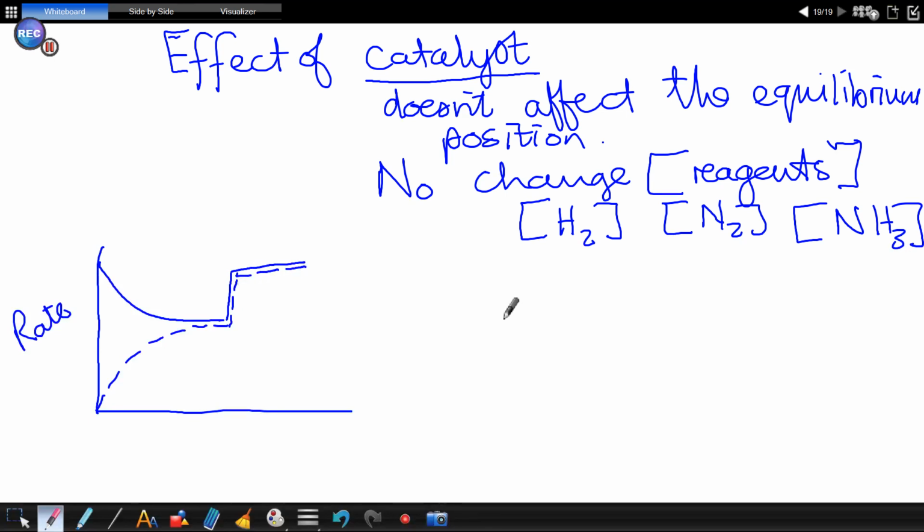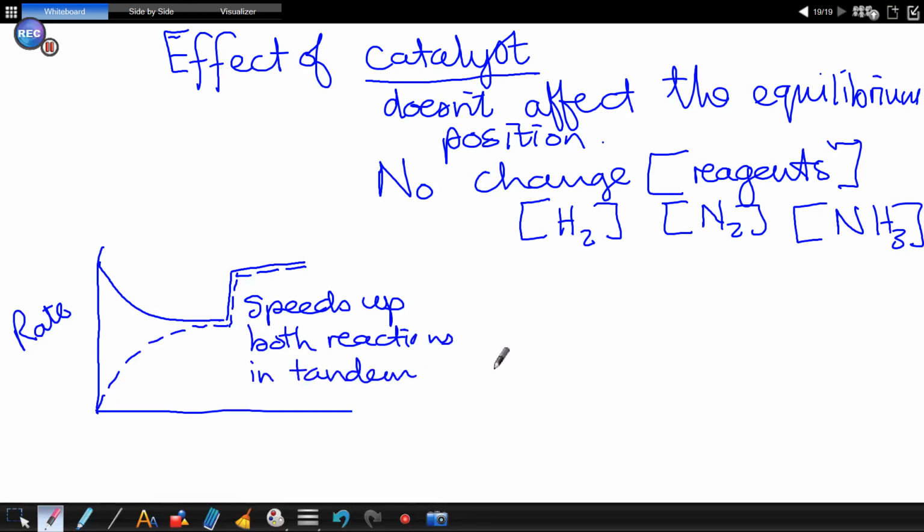Can you say your word again? Tandem. It speeds up both reactions in tandem. Tandem is my way of explaining it. If you're cycling in tandem, you are pedaling at the same rate. Both people are pedaling together. So both the forward and reverse reaction will speed up by the same amount.